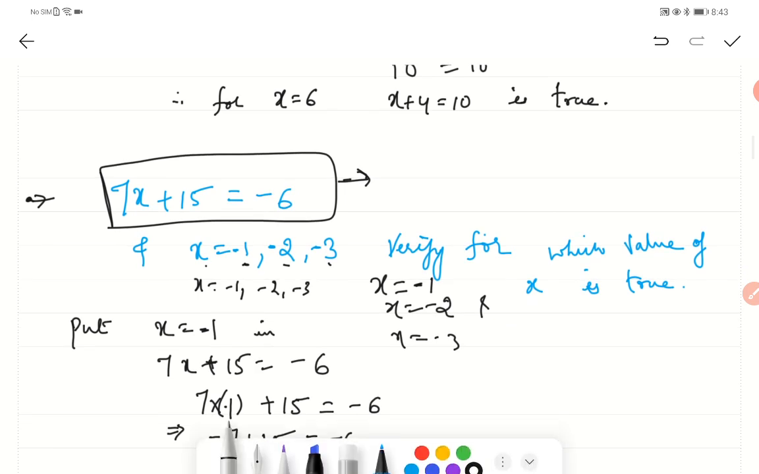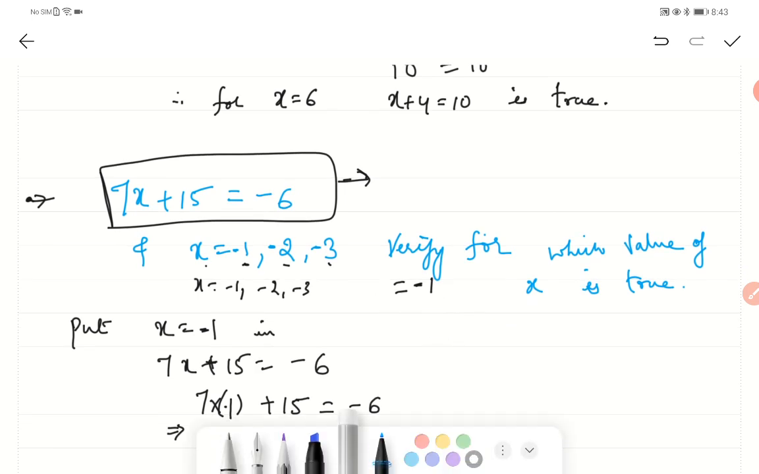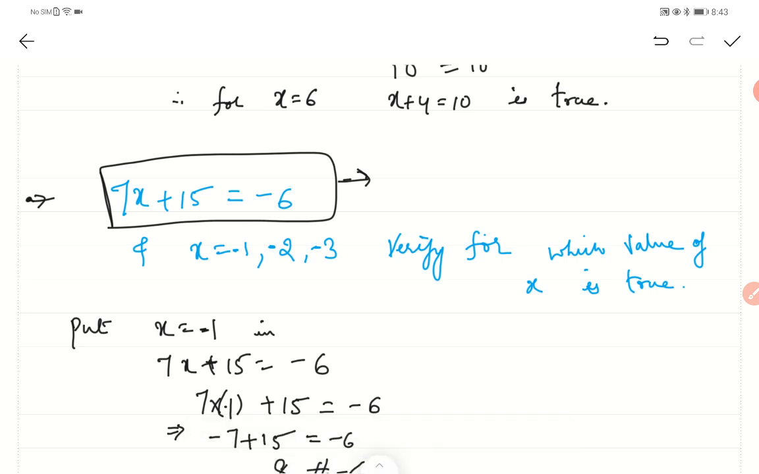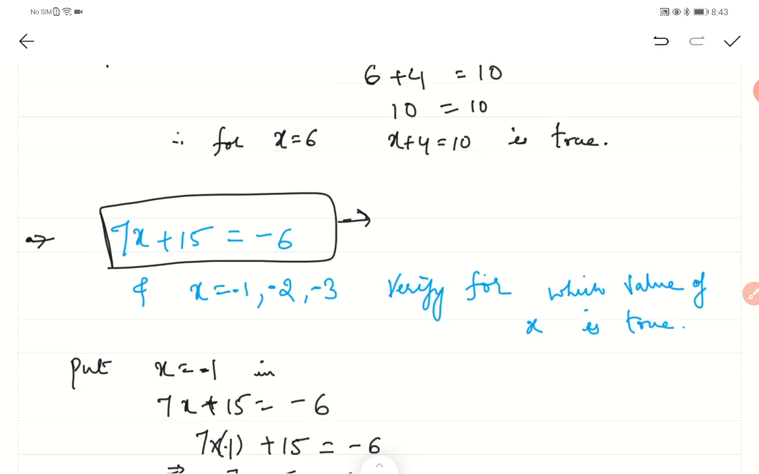Your question will be given like this also, so don't get confused, it's just the same. They may give you the values of x separated with commas: -1, -2, -3. It is separated by commas. That means you need to put the values of x as -1, the second time as -2, then -3, and check.